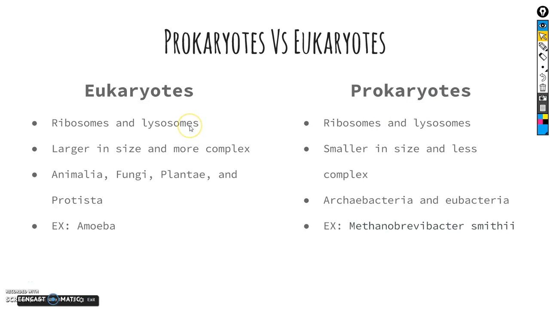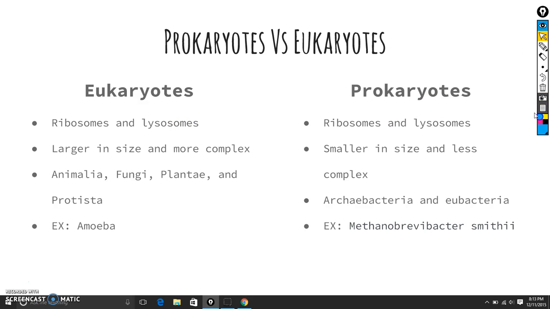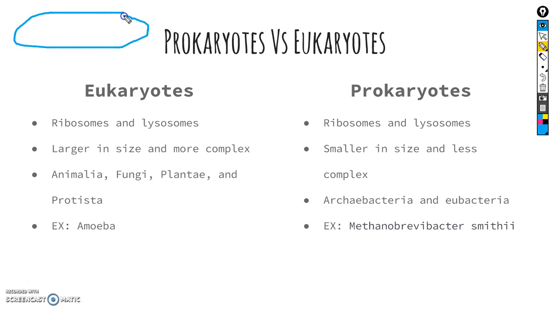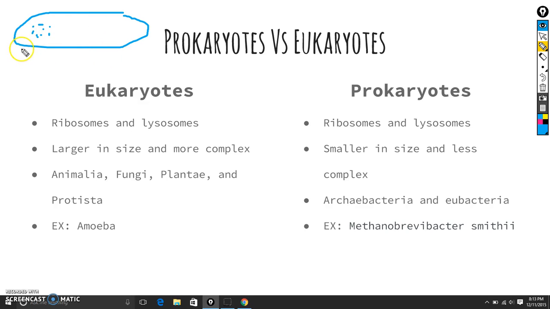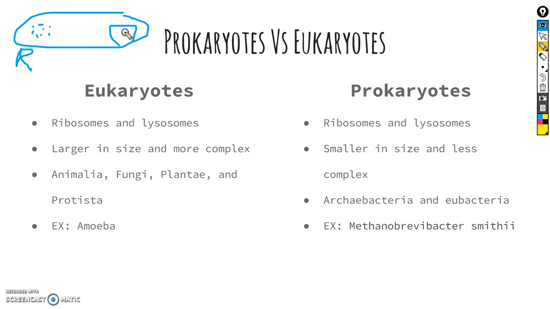Eukaryotes have both ribosomes and lysosomes. Ribosomes assemble proteins, whereas lysosomes digest food and carry out unneeded particles. Eukaryotes are larger in size and way more complex as compared to prokaryotes. And the kingdoms that are eukaryotic are Animalia, Fungi, Plantae, and Protista.